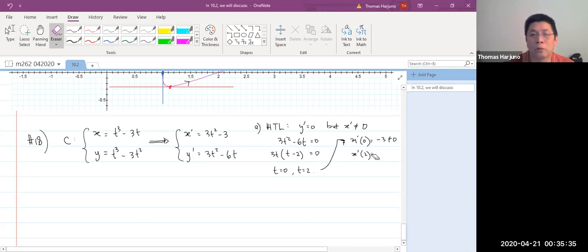Okay, so when t equals 2, x prime at 2 will be 12 minus 3, which is 9, which is not equal to 0. Okay, so horizontal tangent line will be when t equals 0, which means the coordinate is 0, 0. When t equals 2, the coordinate will be 2, 8 minus 12, that's negative 4.